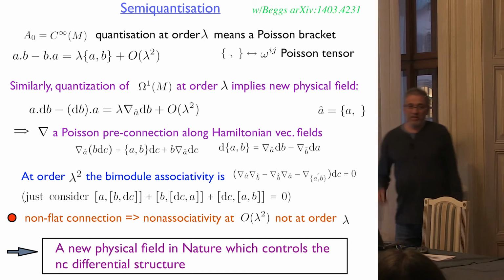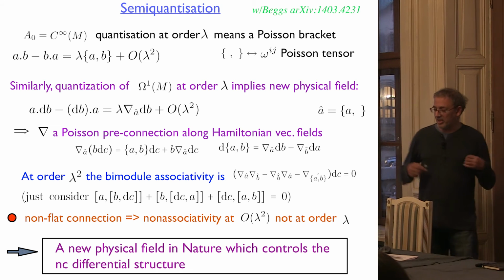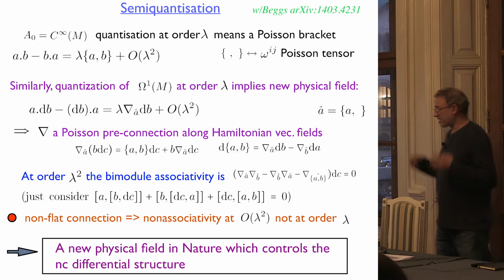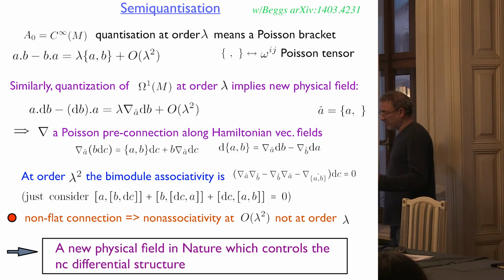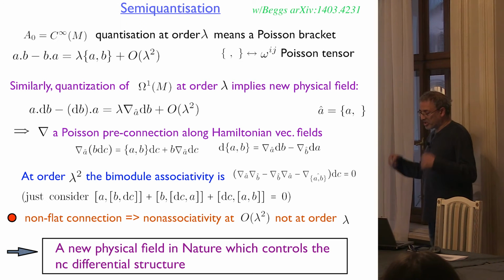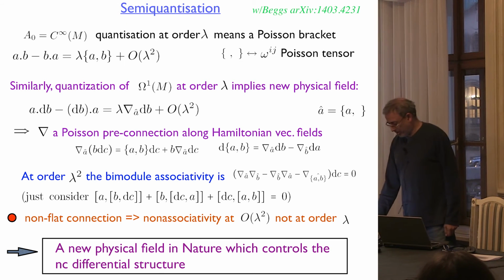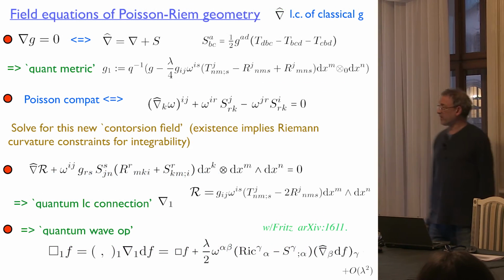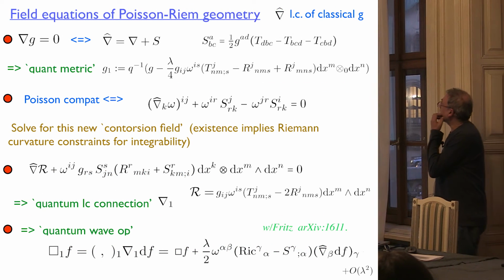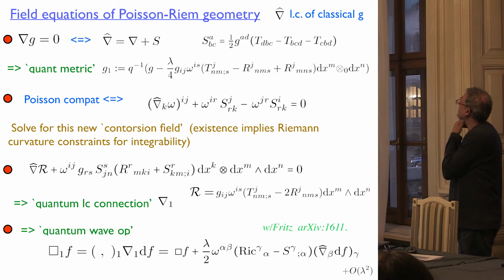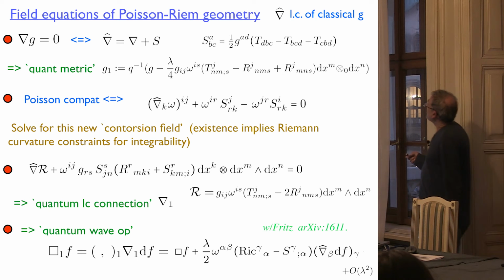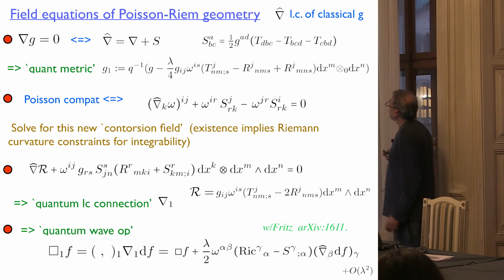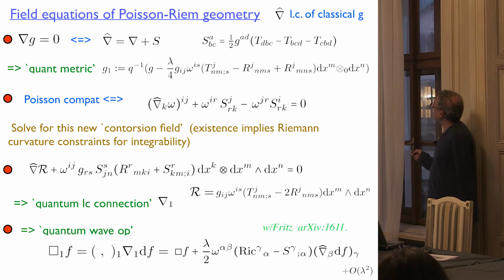So to summarize, the philosophical assumption that space-time as we know it is the limit of a quantum space-time implies the existence of a new field, a new gauge field in nature, which controls this non-commutativity. Now, what are the field equations of this new field? These are the equations of what we call Poisson-Riemannian geometry. We're interested in the case where the manifold has a metric. So far, I didn't mention the metric. So now suppose the manifold has a metric with Levi-Civita connection, nabla hat.